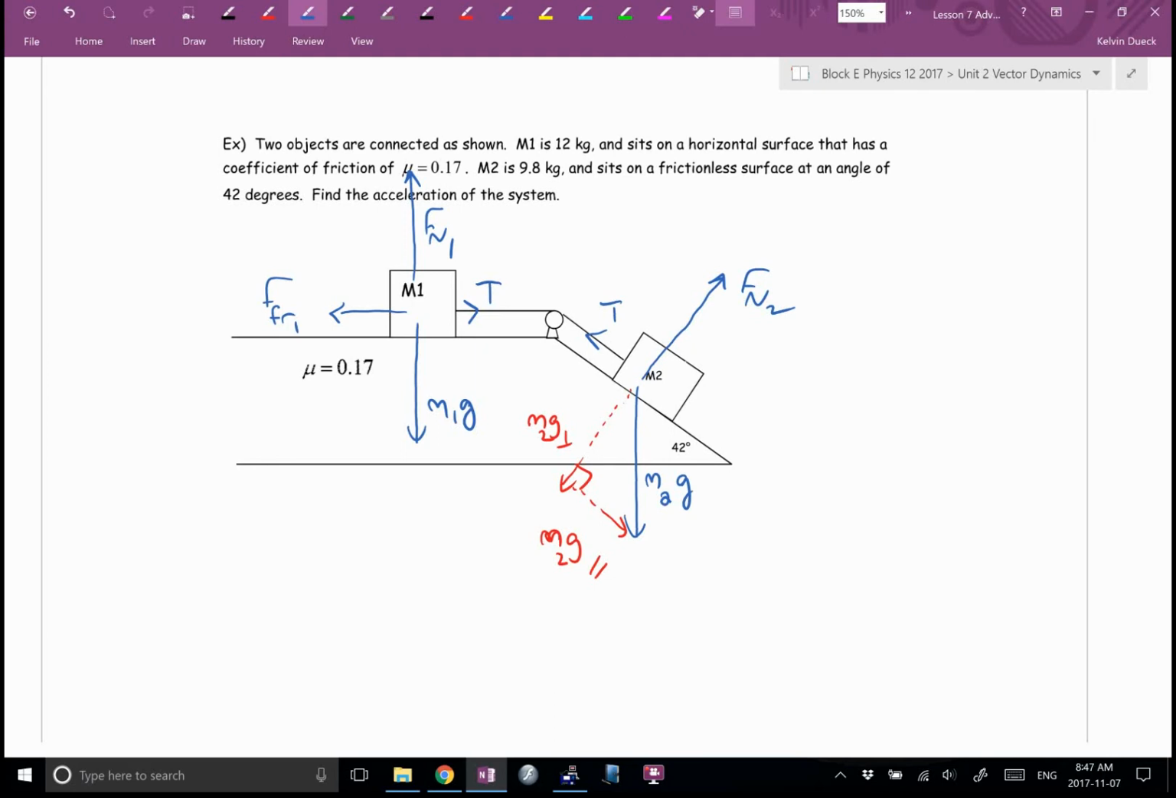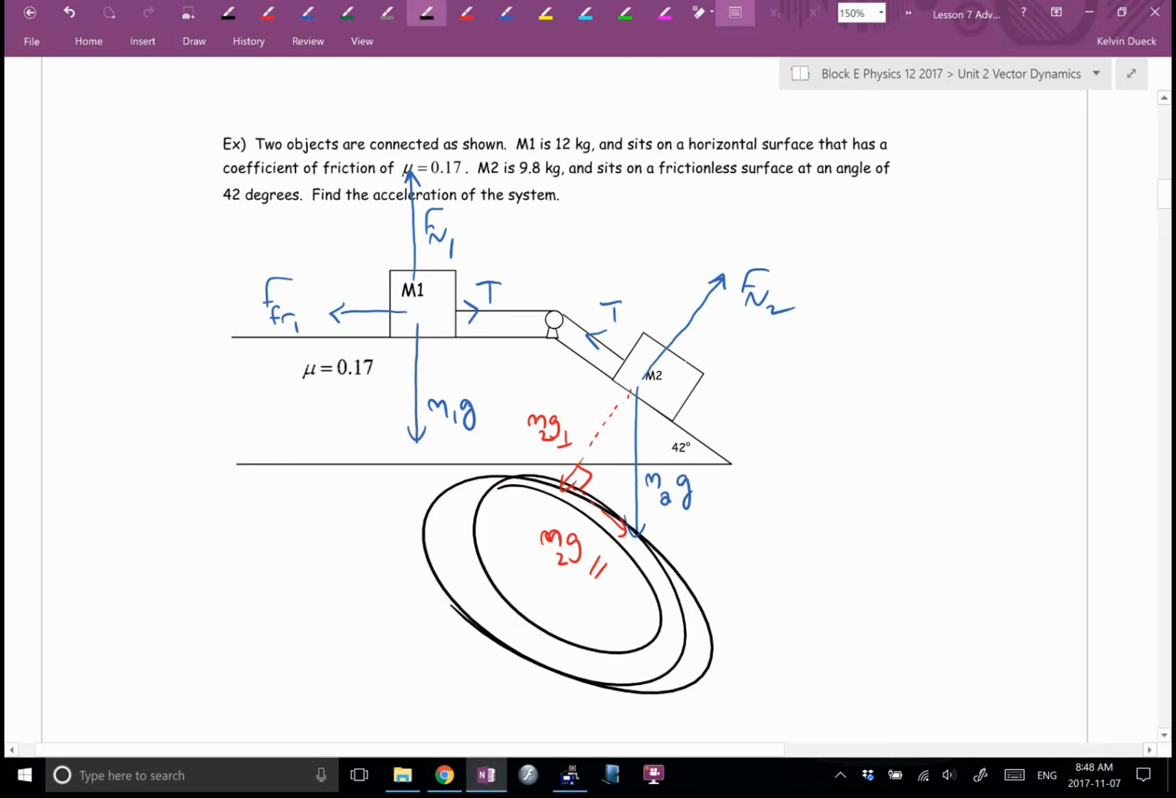Okay. Who's winning? If this thing is accelerating, which way must it be accelerating if it is? Up and left or down and right? Down and right. So which force is down and right? Which is causing all this to happen? Which is our winner? I think M2G parallel. So now I'm going to write an equation for all of the forces along the rope.